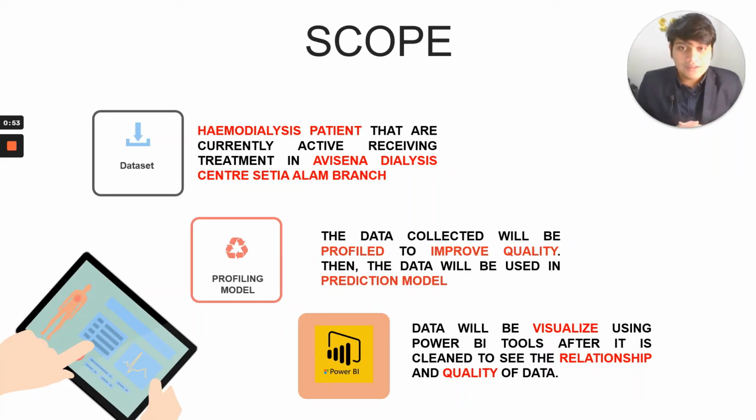These are the scopes. The dataset is gained from hemodialysis patients that are currently active, receiving treatment at Avicenna Dialysis Center, City Alam branch. The data collected will be profiled to improve quality. Then the data will be used in the prediction model. Last but not least, the data will also be visualized using Power BI tools after it is cleaned to see the relationships and the quality of the data.